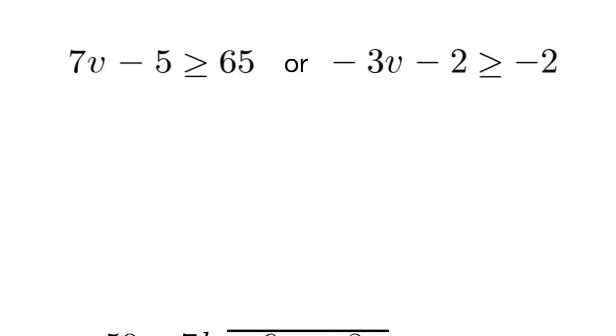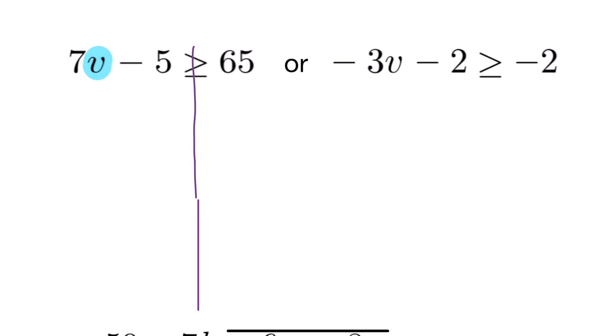Okay. So these were our compound inequalities, so that means we have two problems to do. All right, so let's start with the first one. We have 7v minus 5 is greater than or equal to 65. Okay, so let's do that one first. Draw my line. We got 7v minus 5 over here, so I want to get my v by itself.